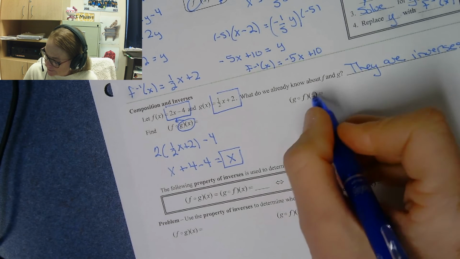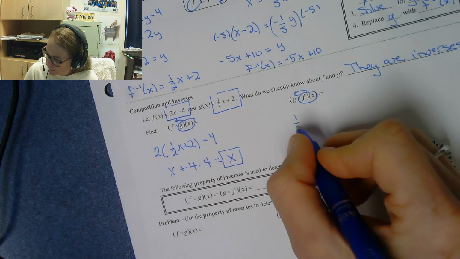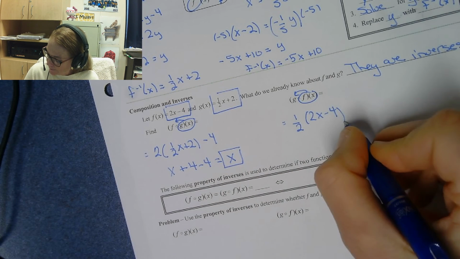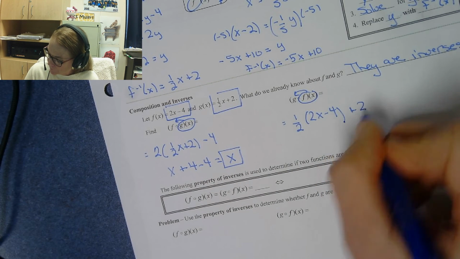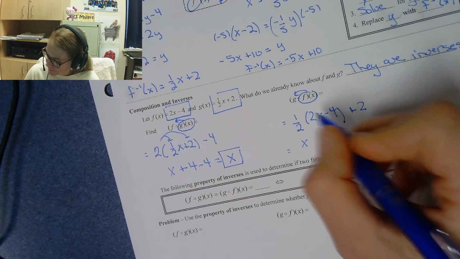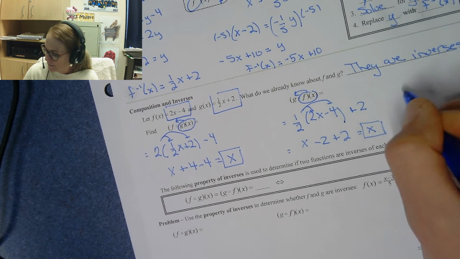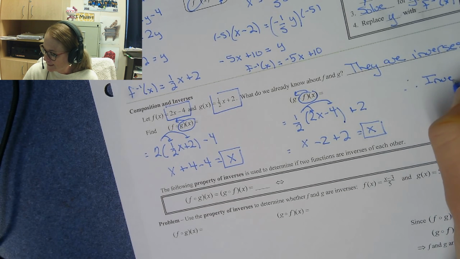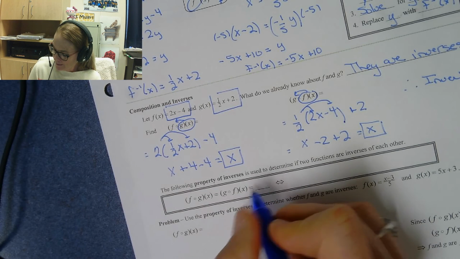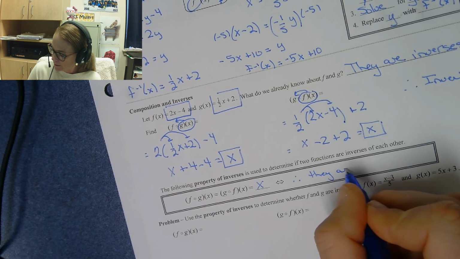All right? And let's do this. Let's plug f into g. So I'm going to start with g, 1/2 of 2x minus 4, and then plus 2. So 1/2 of 2x is x. I'm just distributing. Minus 2 plus 2, x. They are inverses. So that's the property of inverses. If you compose, either way, you get x, and you can conclude they are inverses.